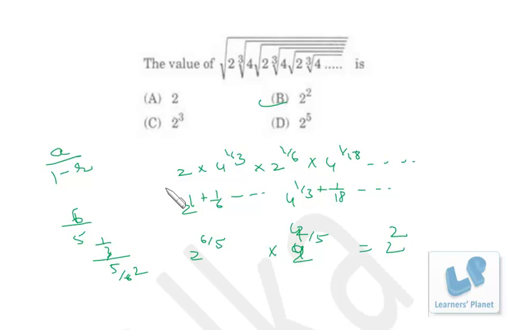Okay, I'm sorry, this entire calculation is in the square root. So I have solved the expression under the square root. So further I have to take the square root of 2 square. So that will be 2, right? I hope you are getting it.